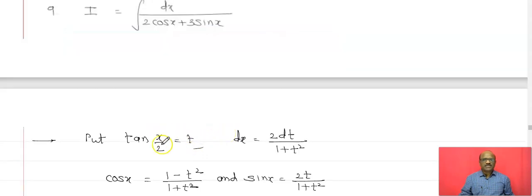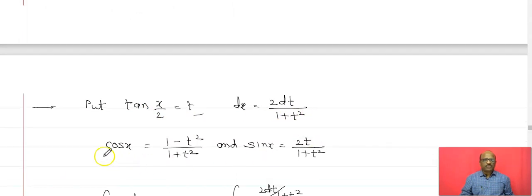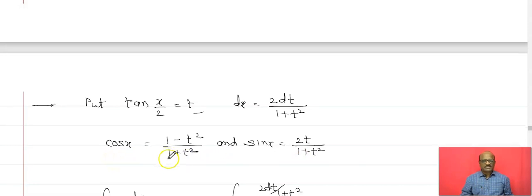Now again this can be written as, put tan of x by 2 is equal to t. Therefore dx is equal to 2 dt upon 1 plus t square. What is the value of cos x? It is 1 minus t square upon 1 plus t square. And sin x is equal to 2t upon 1 plus t square. This we have learned in the previous exercise.